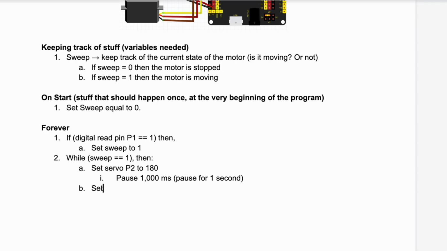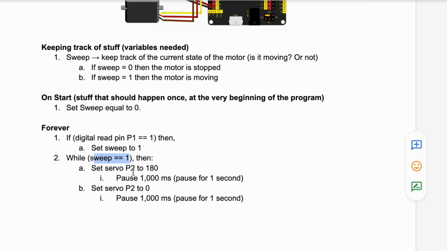Then we're going to do the exact same thing. Once it reaches 180, we want to change direction. So set the servo at P2 to 0, and we'll need to pause again for 1,000 milliseconds so that it can make it all the way back to 0 degrees. So inside of our while loop, as long as sweep is equal to 1, this stuff is going to happen.